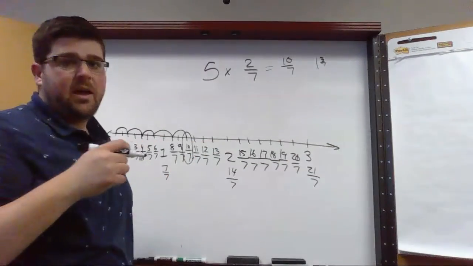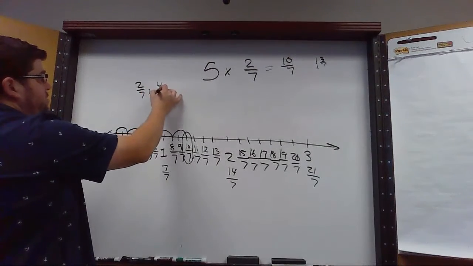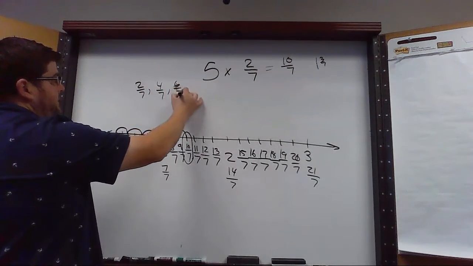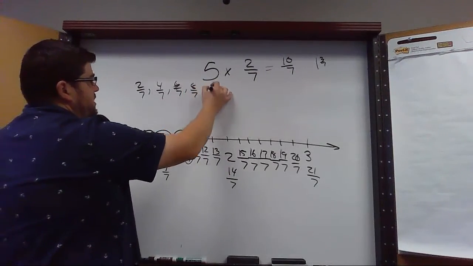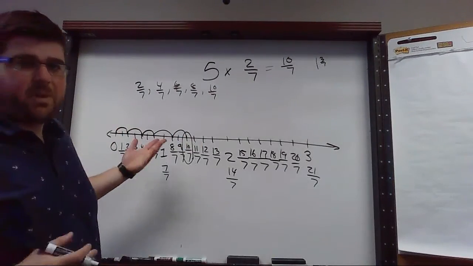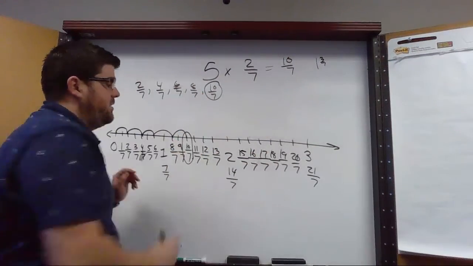If you want to just list out the multiples, you could do that. You could do 2/7, 4/7, 6/7, 8/7, 10/7. I'm just listing out the multiples. That's basically the same thing as hopping, just without constructing the whole number line. That works too to get to that.